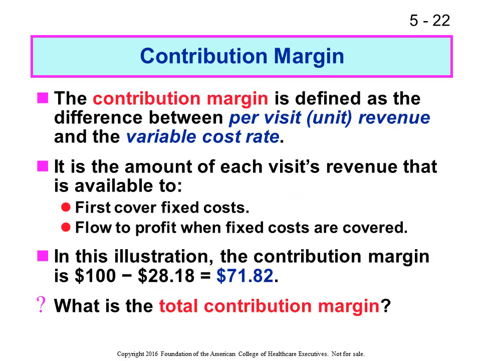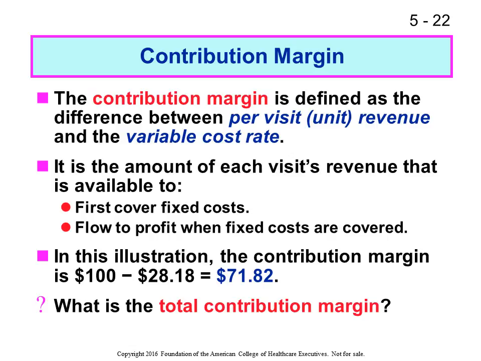You have to already know what your variable cost rate is. So let's say, for instance, in the example that I have, you've got $100 in revenue, and your variable cost rate is $28.18. So that gives you a contribution margin of what?